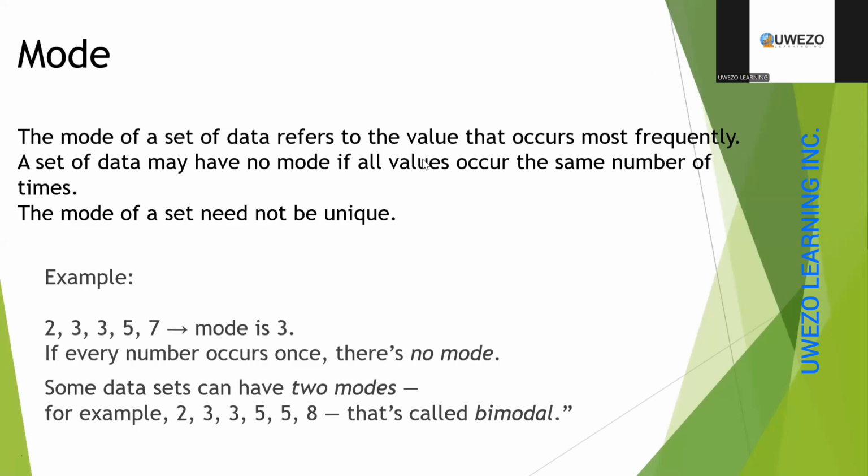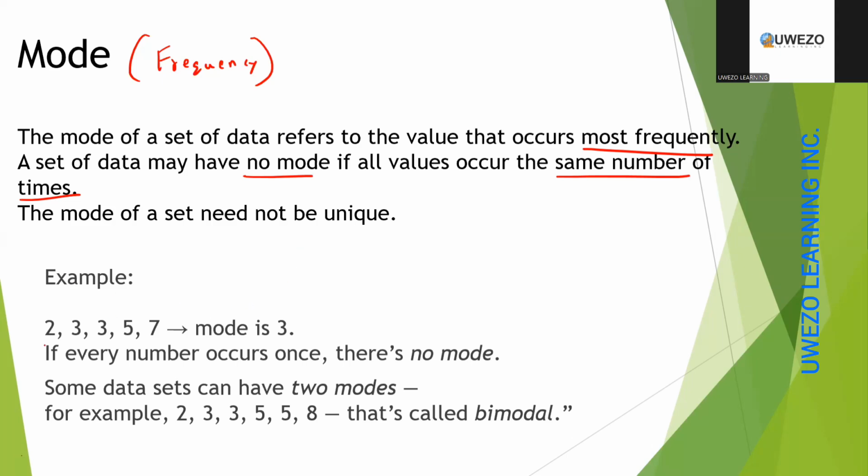Next, let us understand the mode. The mode of a data set refers to the value that occurs most frequently. So mode is all about the frequency of a number, how frequently the value occurs. A set of values might not have any mode if all the values occur the same number of times. And the mode of a set need not be unique, which means there could be multiple mode values.